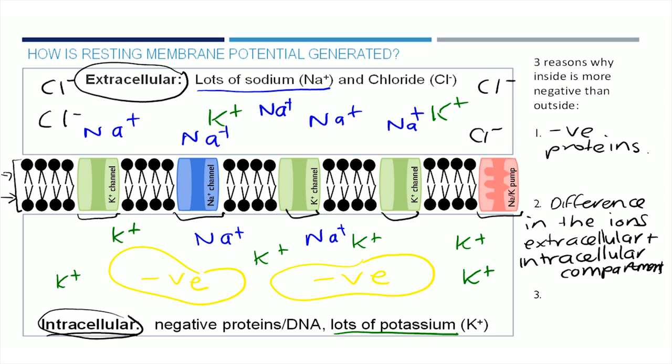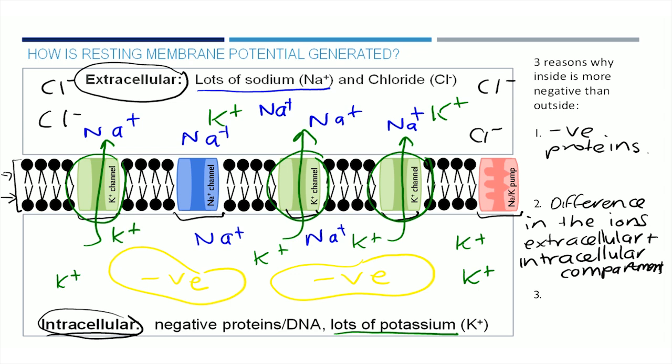Let's have a look at this. You can see we've got, as I said, the potassium channels in green. And these are leakage channels, which means that they can pass potassium from the inside to the outside of the cell down their concentration gradient. So you can see that there's lots of opportunity for potassium to leave the cell.